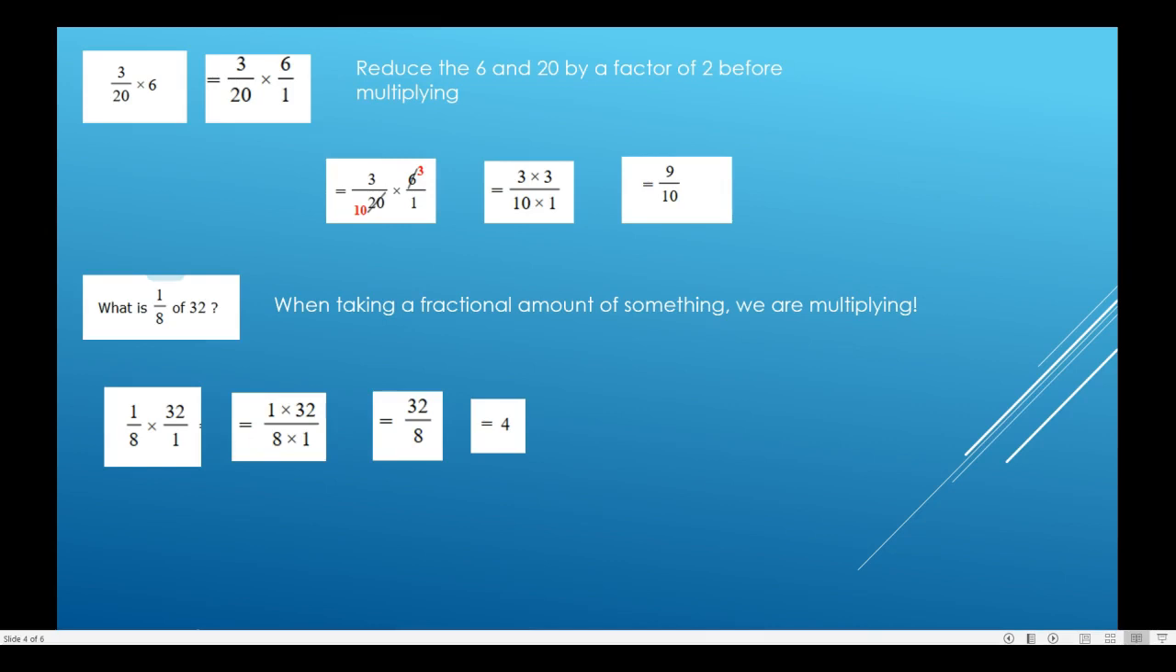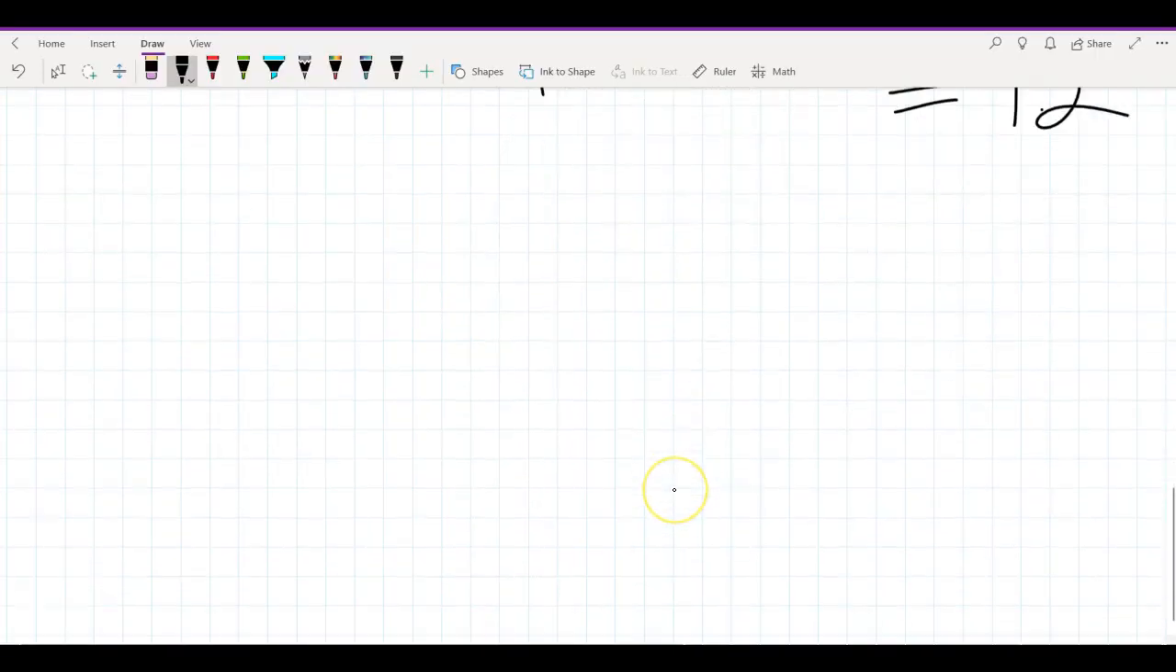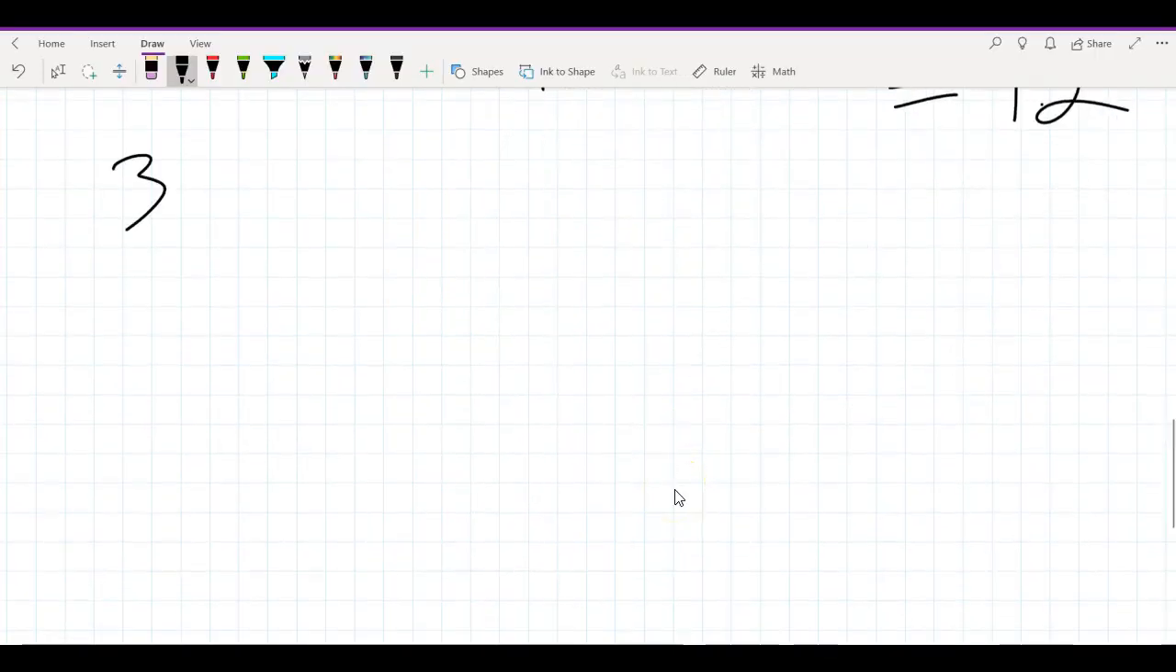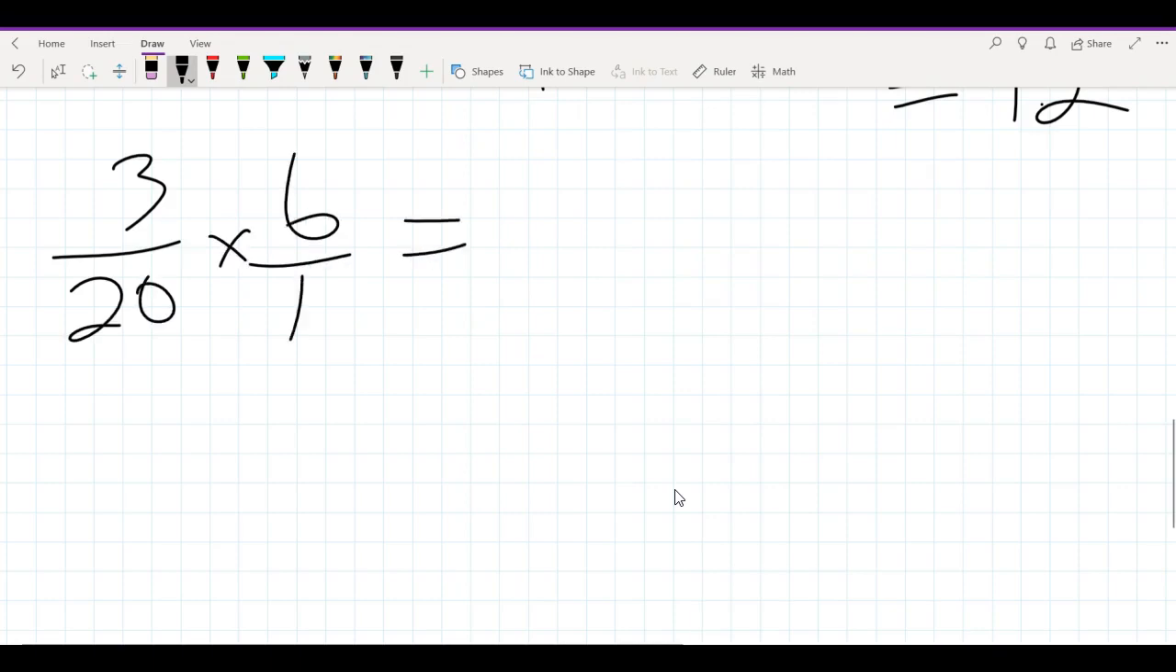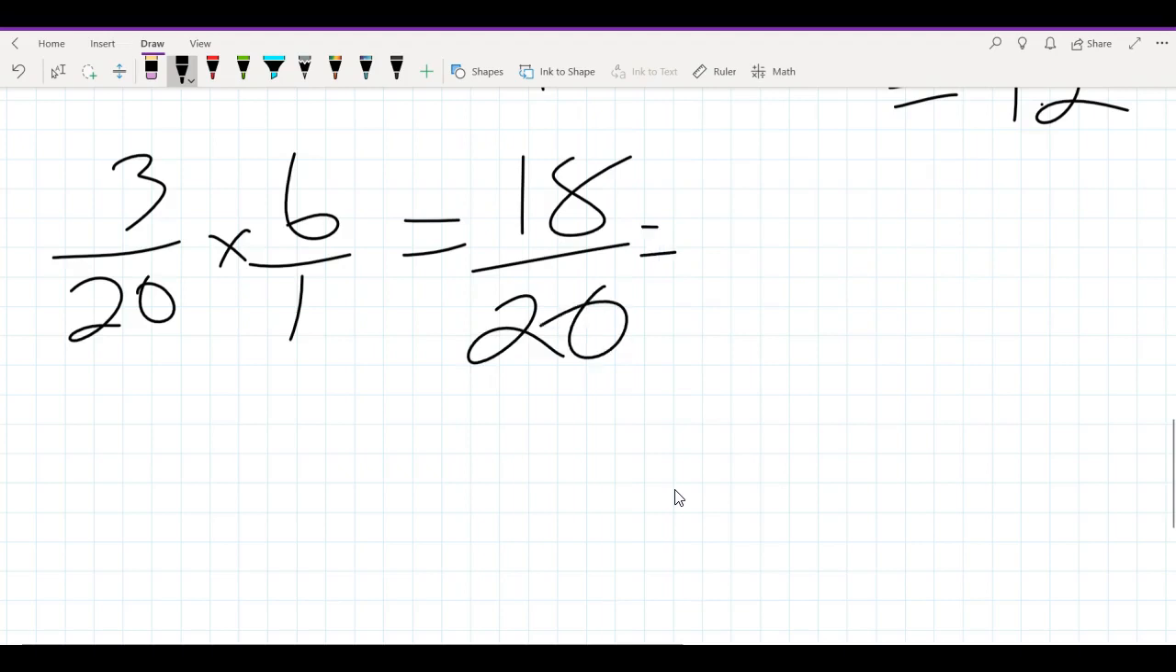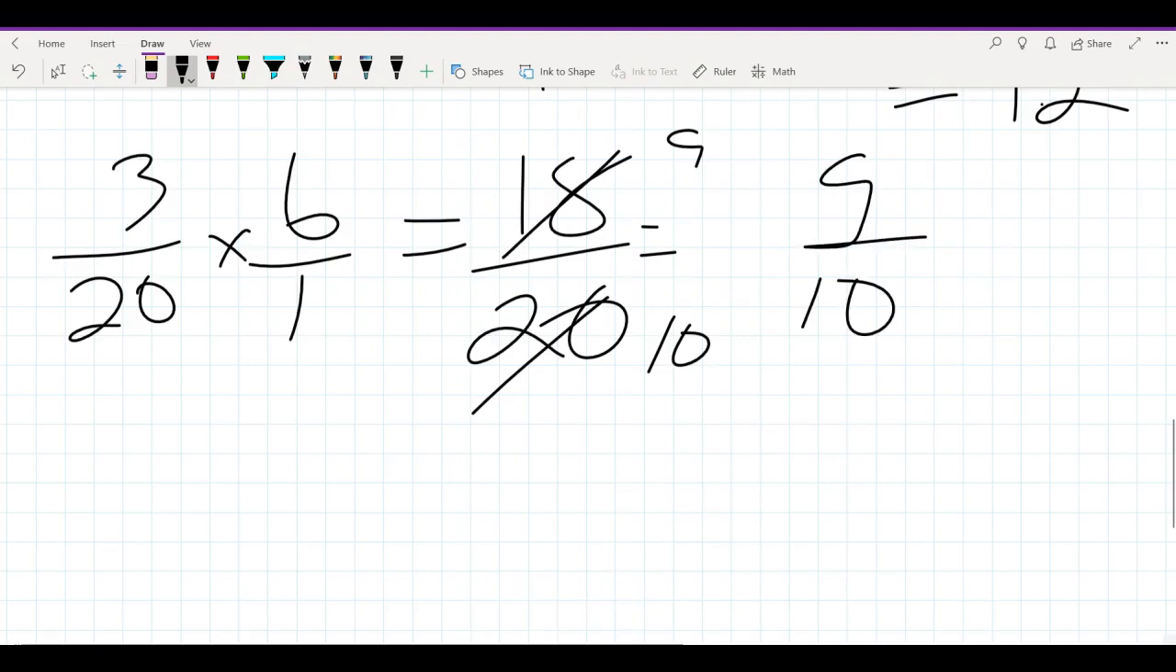Now if I hadn't reduced it, I'd have 3 over 20 times 6 over 1, which gives me 18 over 20. And from here, I know I have a 2. Both numbers are even. So 2 goes into this 9, 2 goes into that 10. So 9/10. So that one was pretty easy either way.